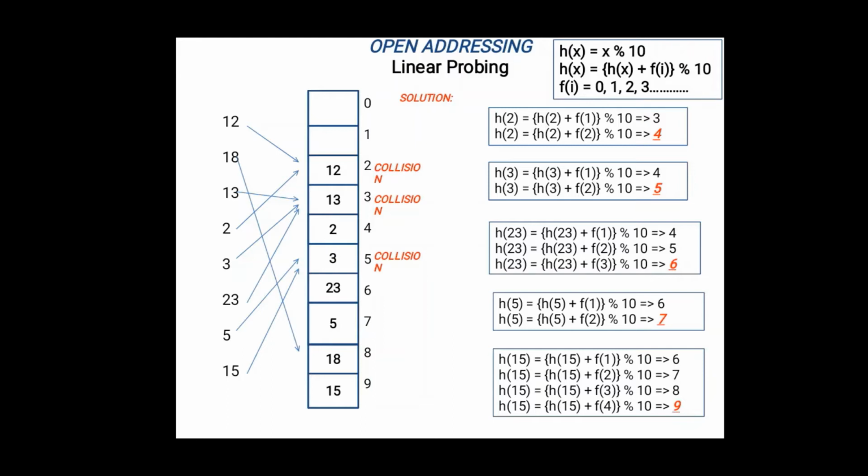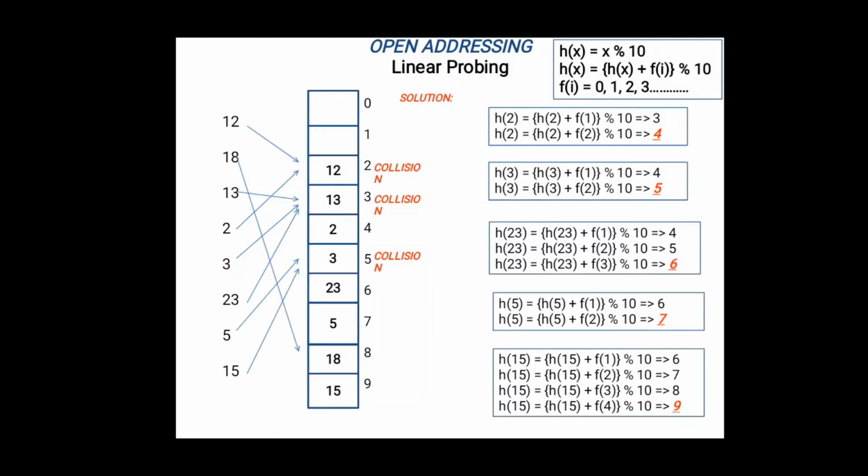So h of 2 is equal to (h of 2 plus f of 2) mod 10, which is 4. Since there is a blank index there, we simply put that 2 in table index 4. Next, 3 mod 10 is 3. Again there is a collision, so we need to calculate that one.